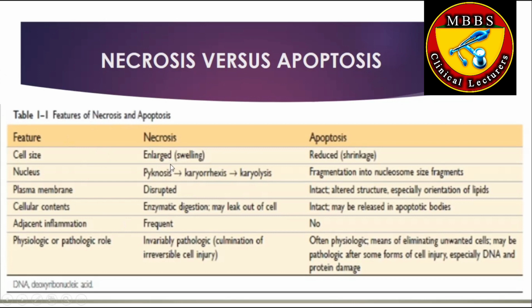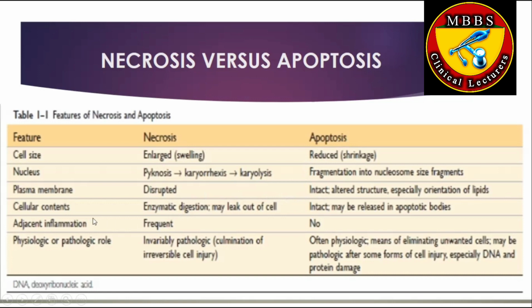How are we going to differentiate between necrosis and apoptosis? In necrosis, the cell size becomes enlarged due to swelling, while in apoptosis, the cell size becomes reduced due to shrinkage and the formation of apoptotic bodies. In the nucleus, the nuclear changes include pycnosis, karyorrhexis and karyolysis, while in apoptosis there is fragmentation into nucleosome-sized fragments. The plasma membrane is disrupted in necrosis, while in apoptosis the plasma membrane is intact.